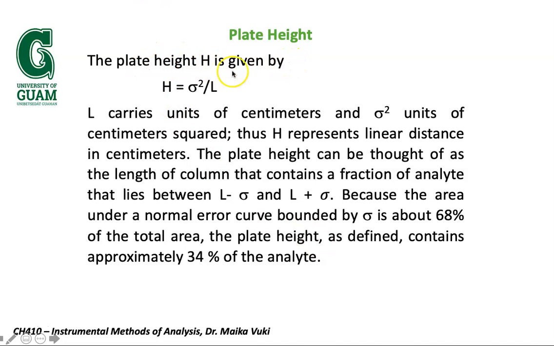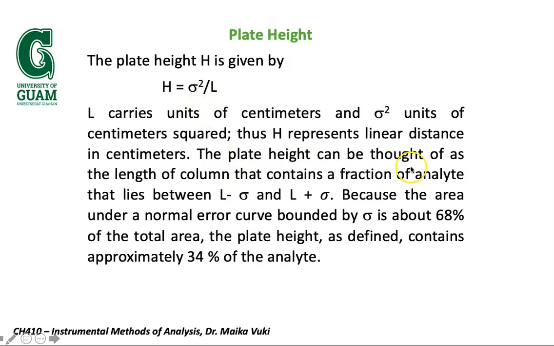So here's the relationship that we will discuss. That is, H is essentially equal to the standard deviation squared over L. The sigma is the standard deviation of a peak. If we're looking at a normal peak, we're going to use that. We're going to take into account a peak that has the Gaussian type of shape, and from there we can determine the mean and standard deviation, and use that as part of this empirical relationship.